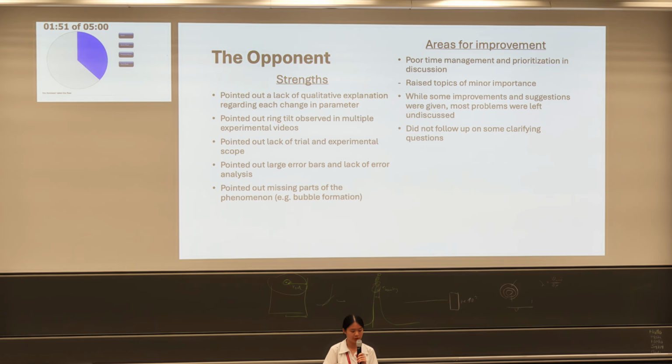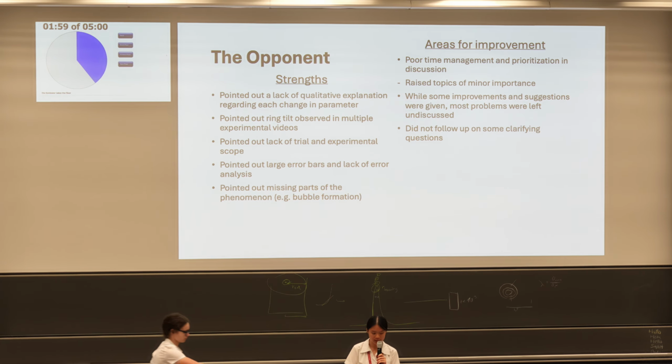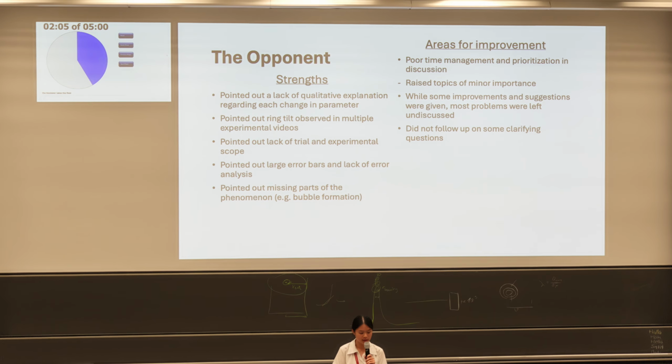Some areas of improvement for the opponent would be they have poor time management and prioritization in their discussion. They raised topics of minor importance and spent a lot of time talking about these. And while some improvements and suggestions were given, most problems were left undiscussed, and they did not follow up on some clarifying questions which I would like to see.